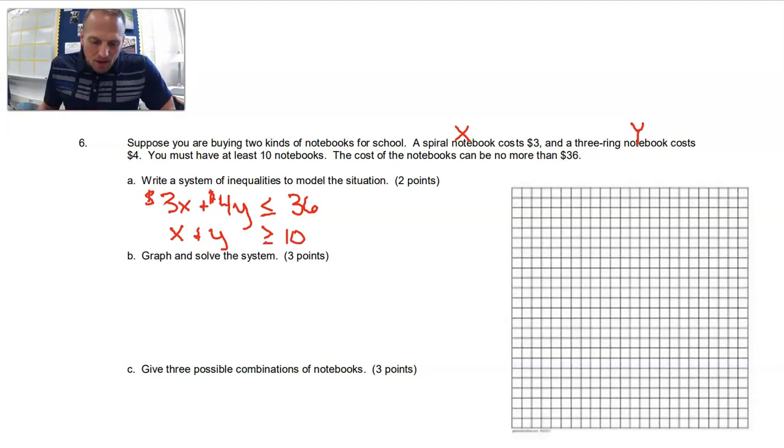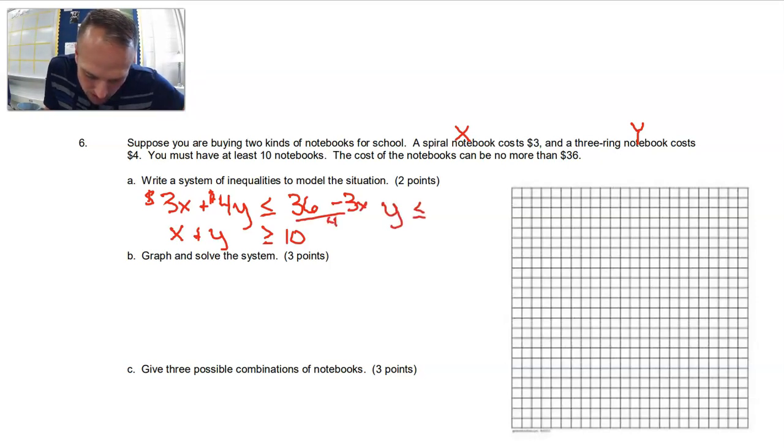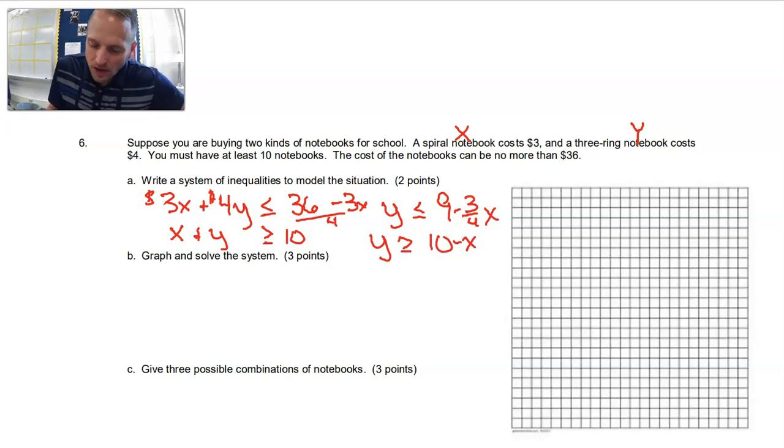Okay. Well, let's look at this top one. I'm going to put that in slope-intercept form. So let's subtract the 3x over and then divide by 4. And this is going to be y is less than or equal to 9 minus 3/4 x. Now let's do the bottom one. If I just subtract the x over, that's all I have to do. Y is greater than or equal to 10 minus x. Okay, so let's graph these.